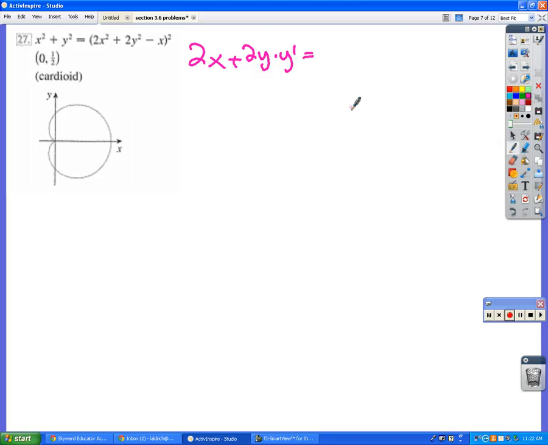So the derivative of the stuff on the left-hand side is 2x plus 2y times y prime. The derivative of the stuff on the right-hand side is considerably more complicated. Chain rule, yeah. So I need to do the product rule. We have to FOIL. Okay, so the 2 goes in front.